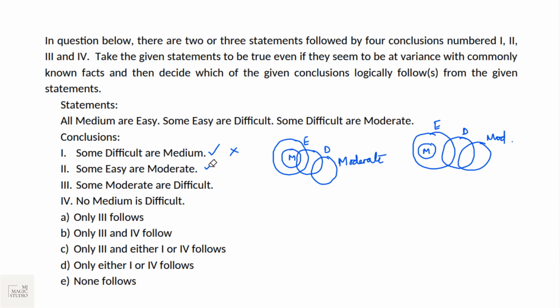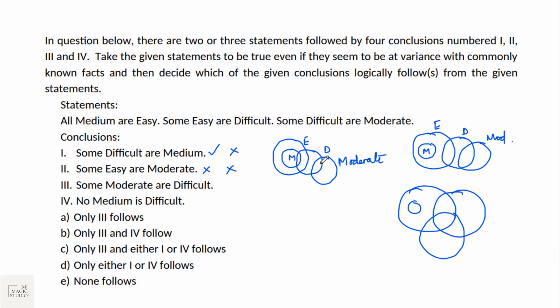गलत बोल गया मैं, moderate वाला तो अलग था. Some easy are moderate. Here we can see no easy is moderate, but we can have one Venn diagram like this where some easy can be moderate, but this "some easy is moderate" is not following in all the Venn diagrams.